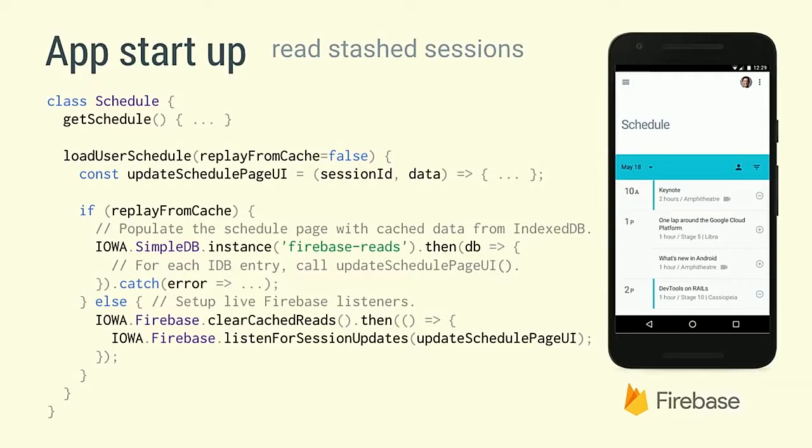Now, if you're online, that's the easy case. You just basically drop down, and we clear the cache, and we immediately just set up live listeners to Firebase. And so that will subscribe us to the data changes. And we call the same update schedule page UI.